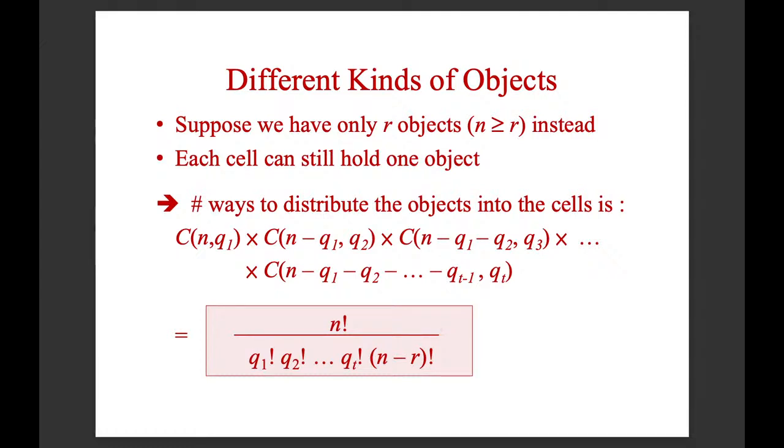So we can imagine that we invent a new type of object called the empty object. We have n minus r of them. This is the last kind. If we put these n minus r new objects in and consider them together, then we have the same result as before. So it is n factorial divided by the product where Q1, Q2, Q3 up to Qt sum up to r, and finally we divide this by n minus r factorial.